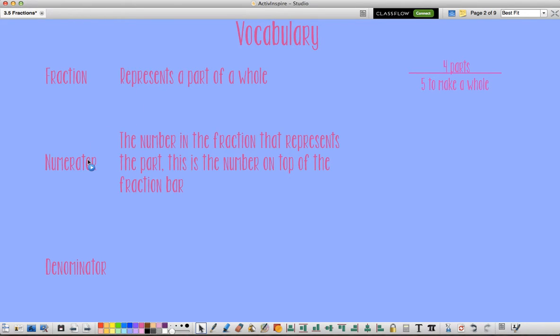The numerator. The numerator is the number in the fraction that represents the part. This is the number that's on top of the fraction bar. So in the fraction 4/5, you have the numerator of 4, which tells you there are 4 parts out of the 5 that you need to make one whole.